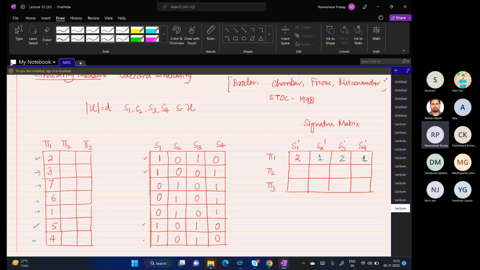Okay, so now we repeat it using a different, independent permutation. Suppose we take another permutation as 4, 2, 1, 3, 6, 7, 5. Here again we need to fill this row. So what do we need to put over here? Can you just tell me?